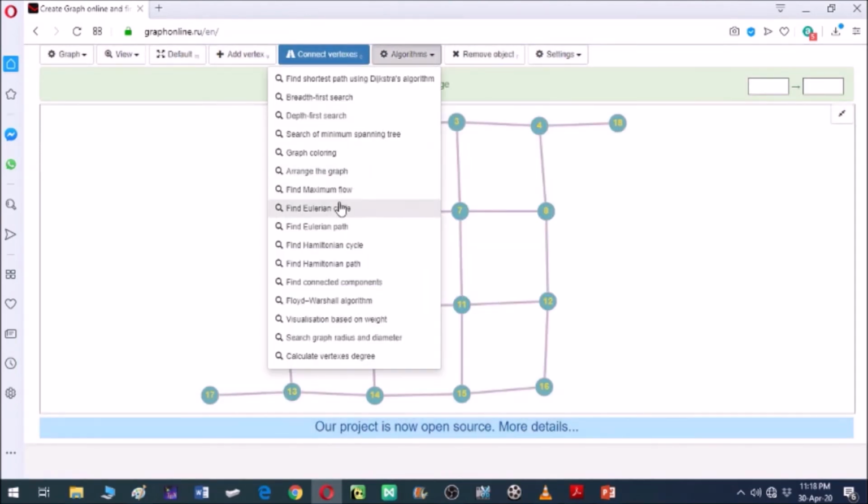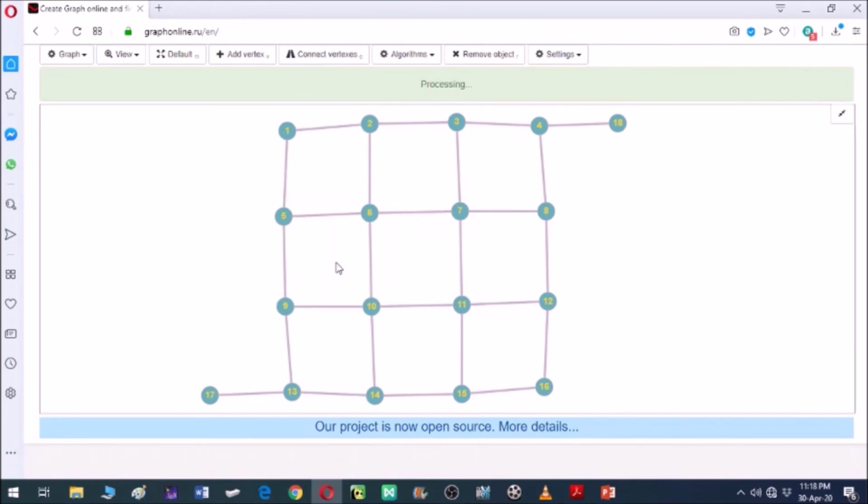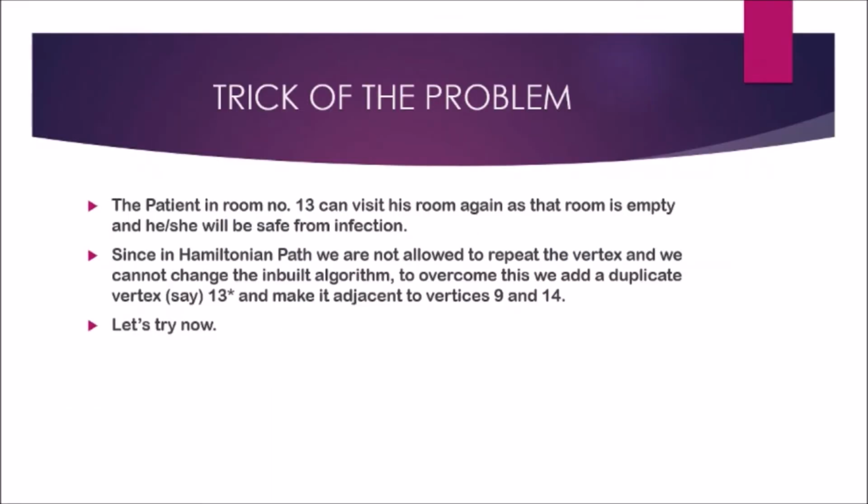Now let us generate the Hamiltonian path. We see that the graph does not have a Hamiltonian path. Here comes the main trick of the problem. Notice that to avoid infection, patient 13 can visit each room exactly once, but he can always come back to his own room as there is no chance of infection from his own room.